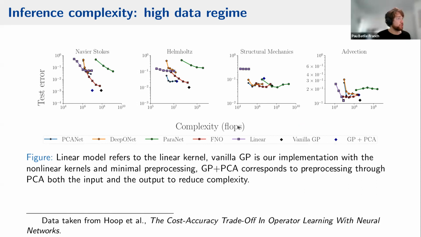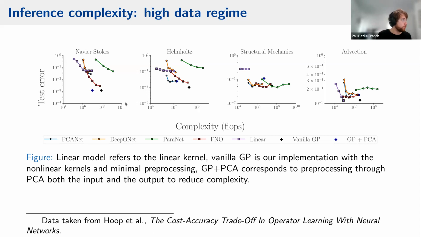Some other thing that I mentioned before is the complexity at inference time. In this paper, where they introduced this cost-accuracy trade-off in the context of operator learning, we have a very detailed analysis of the test error versus complexity of many neural networks, in particular PCANet, DeepONet, PARA-Net, and FNO. So what we did is take their data and compute similar quantities for our linear and GP methods, and then add them to this graph to understand where we are in this diagram. In the x-axis, you have the number of floating point operations that you need to predict one test example, and on the y-axis, the average relative test error.